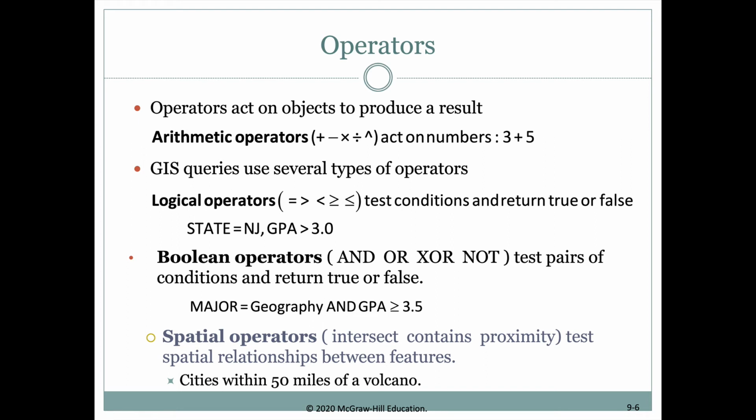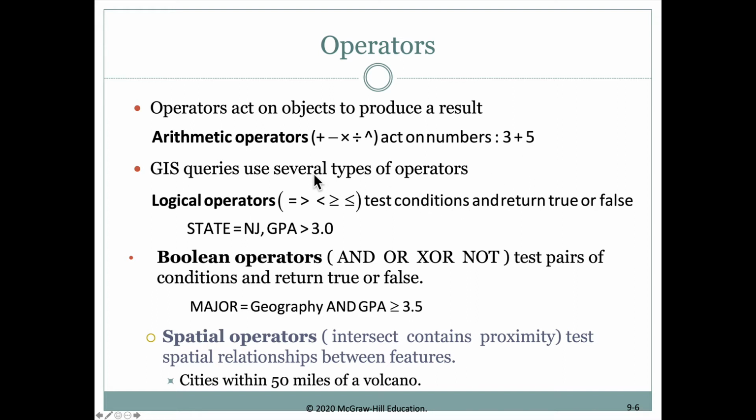When doing queries in GIS, we can use all sorts of operators. Operators just act on an object to produce a result. For example, we could take two columns in an attribute table and add them together, or subtract them, or multiply them, or divide them. But in this case, we're just taking two numbers and adding them together.